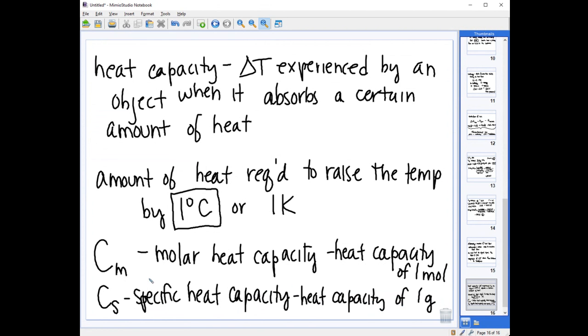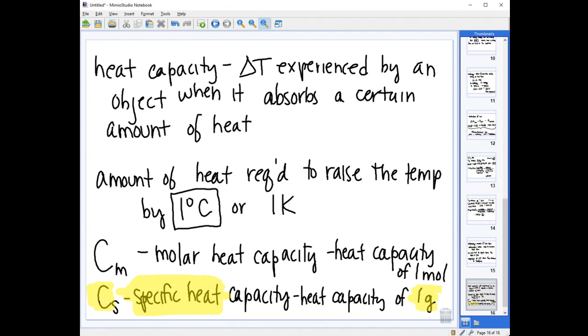Most of the time, you are going to see specific heat capacity referred to as just specific heat. They leave that off of there, so I'm going to kind of highlight that. And you often see it as just C without the sub S. Okay, so we're going to use C to represent specific heat, and we know that we're talking about the heat capacity of 1 gram of that substance.